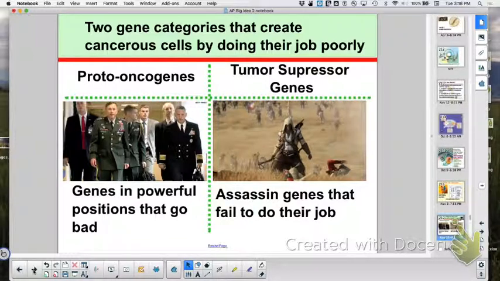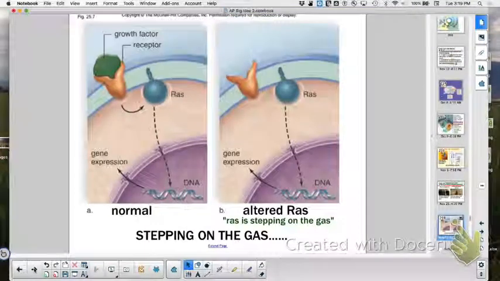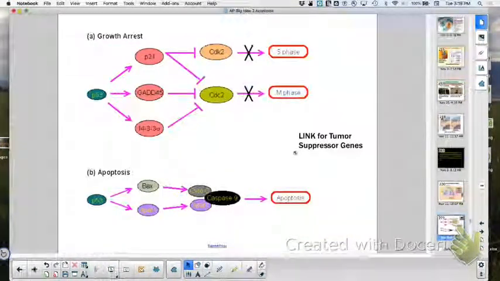I'm looking at Alan because he's been at every single one. Proto-oncogenes, remember, these are the ones that say go cell cycle, go, whereas tumor suppressor genes are saying, hey, we need to commit apoptosis because we have a problem. Can you remember an example of a proto-oncogene? RAS is like stepping on the gas. And what was an example of a tumor suppressor? P53, good. We reviewed that.